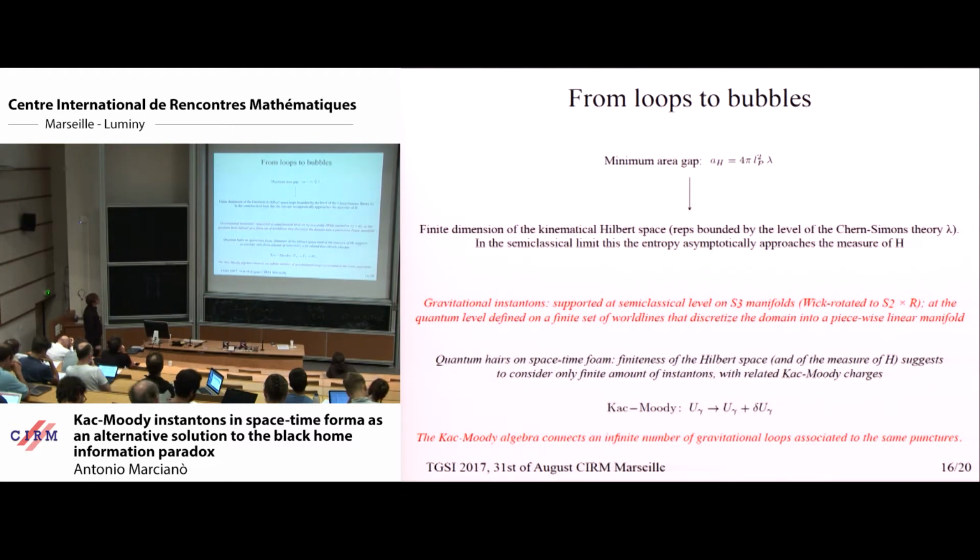And the other thing is that the gravitational instantons seem here to be supported, at the semi-classical level, on an S3 manifold, and then are Wick rotated. When we Wick rotate S3, we will have SU2 cross R. And at the quantum level they are now defined on this finite set of world lines, and they discretize this as a piecewise linear discretization of the continuous domain. That would be the description at the macroscopic level.